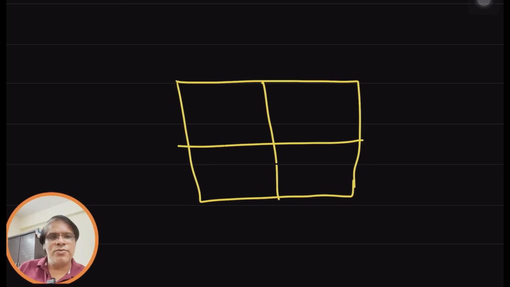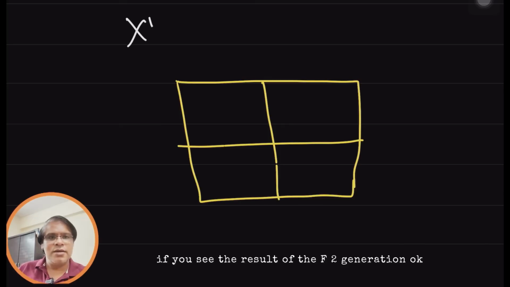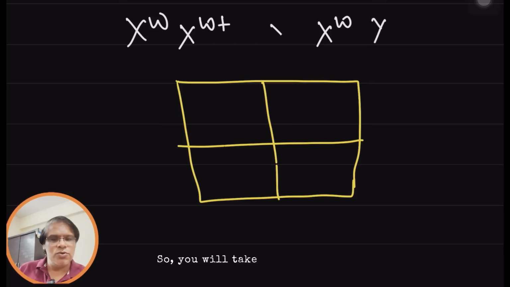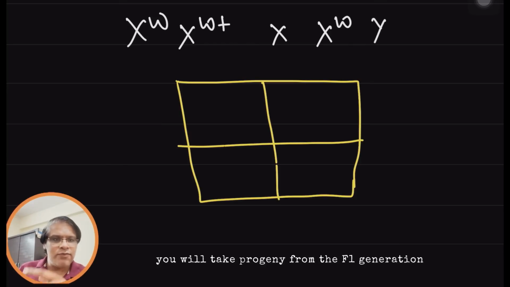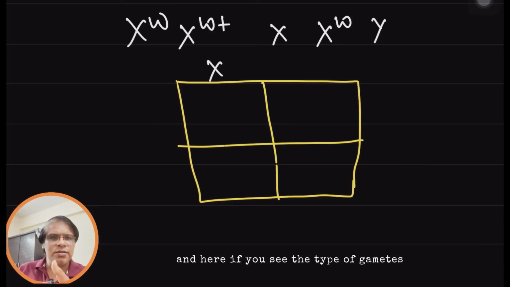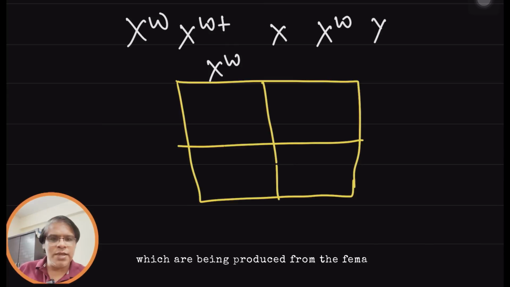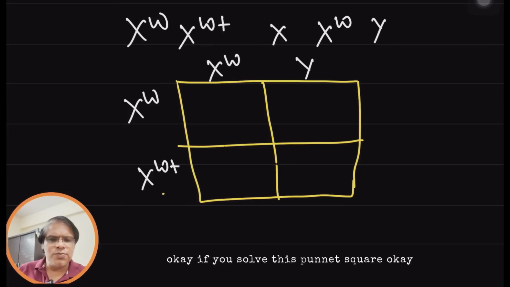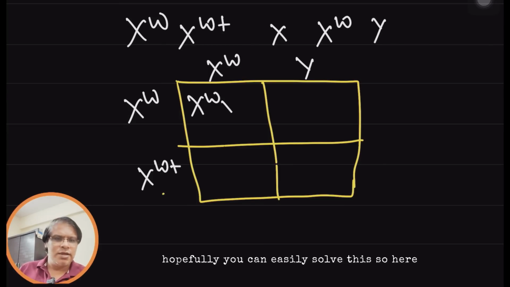Now let's see the result of the F2 generation. You can solve this easily: XW+ XW and XW Y. You take progeny from the F1 generation. The gametes produced by the female will be XW and XW+, and from the male, XW and Y. If you solve this Punnett square, hopefully you can easily solve this.